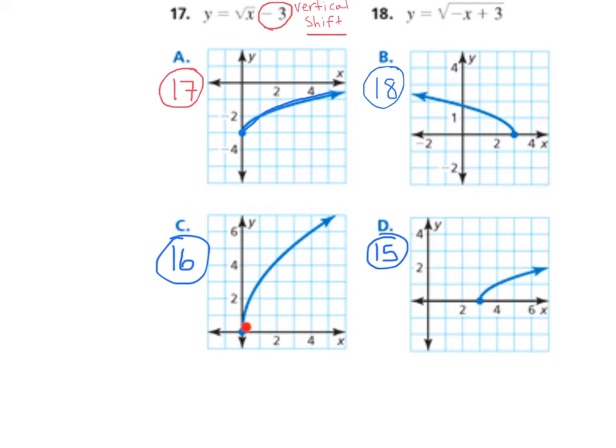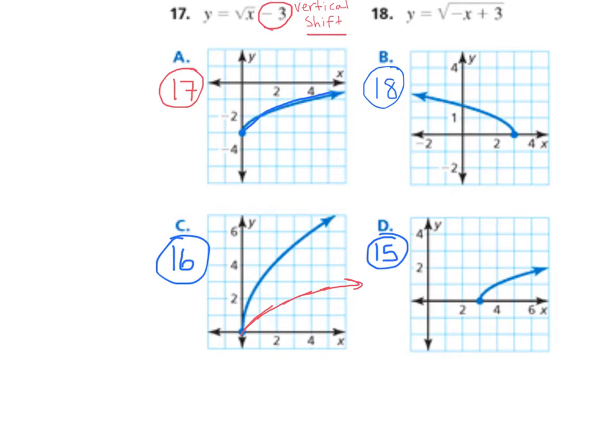See how the rest of them move? The parent function kind of looks like this. So if I were to draw the parent function of square root of x, it would look something like this, right? But the function they did draw goes up and to the right much faster, and that's because of the 3 in front of it. So we know that that's definitely 16.